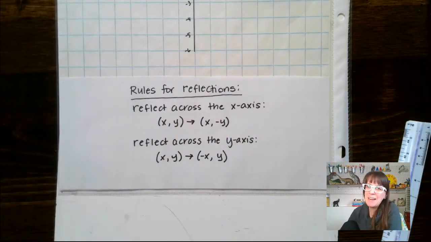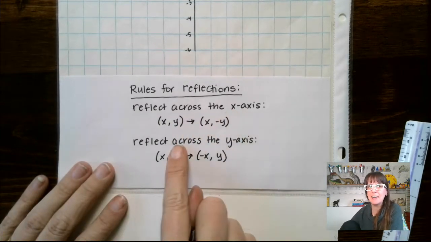Hi friends, welcome back. Today we're going to be talking about reflections. This is a type of transformation that we do with shapes on our coordinate plane. In order for us to do that, we're going to reflect across the x-axis and across the y-axis.